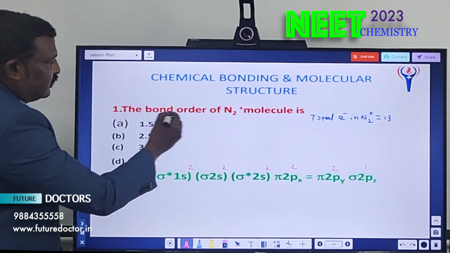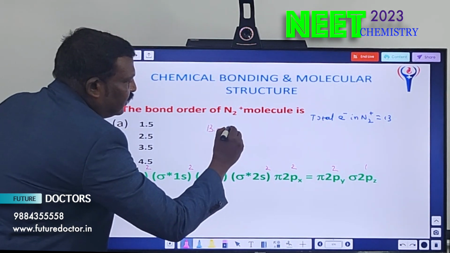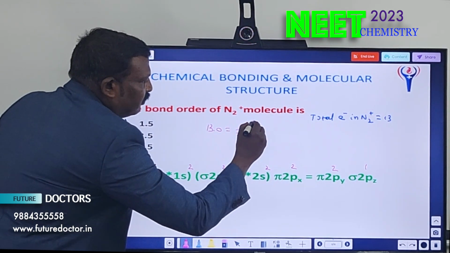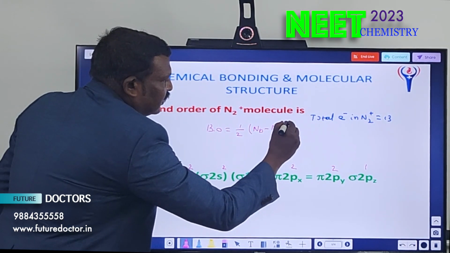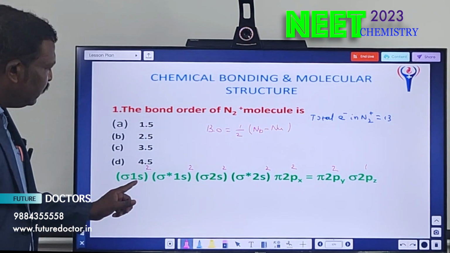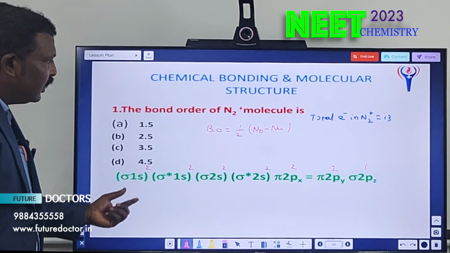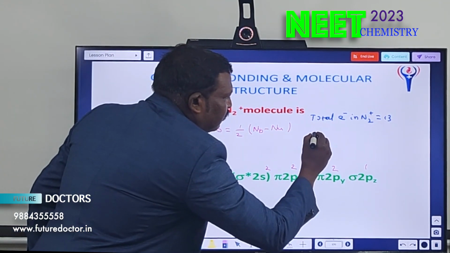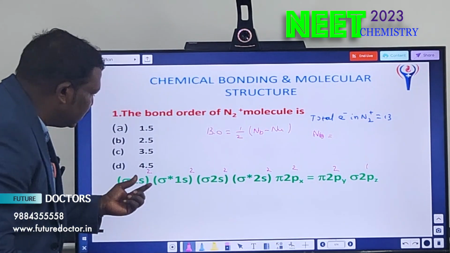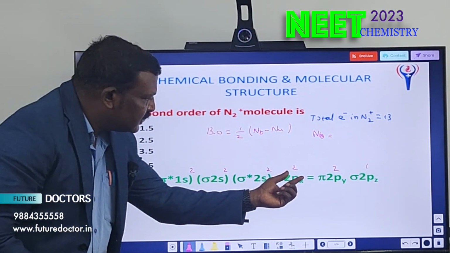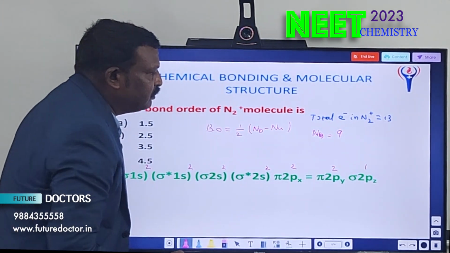Then what is the bond order formula? Bond order is equal to 1 by 2 into Nb minus Na. This is the formula, isn't it? You know that. Nb is the number of electrons in bonding molecular orbitals. How many electrons here? 2, 4, 6, 8, 9, isn't it? So the number of electrons in bonding molecular orbitals is 9.